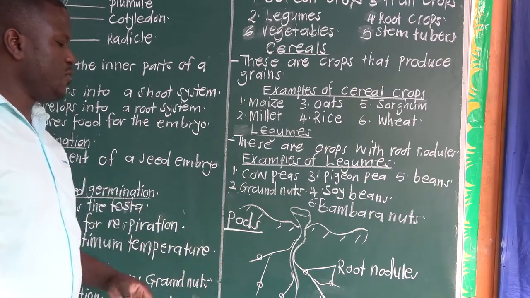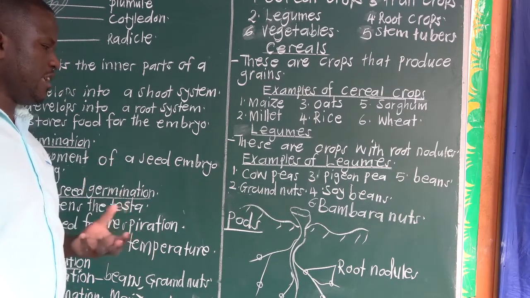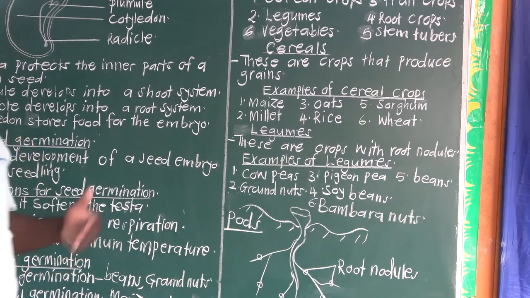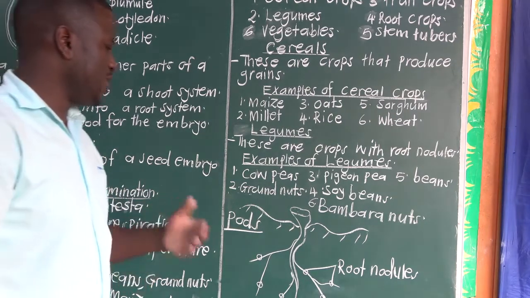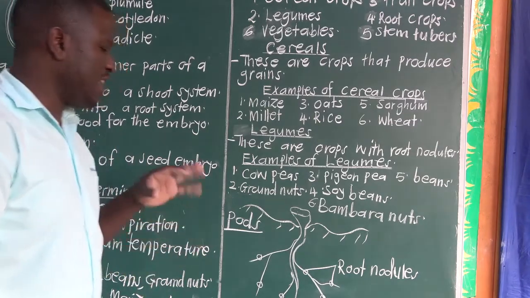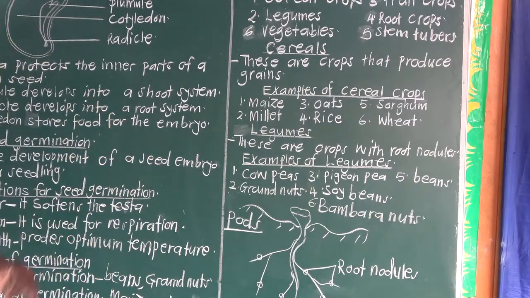Then any plant with root nodules qualifies to be a legume. In case you are asked, why are groundnuts called legumes? You can say groundnuts store their seeds in pods, or you can say groundnuts have root nodules. And those are the two characteristics of leguminous plants or legumes.